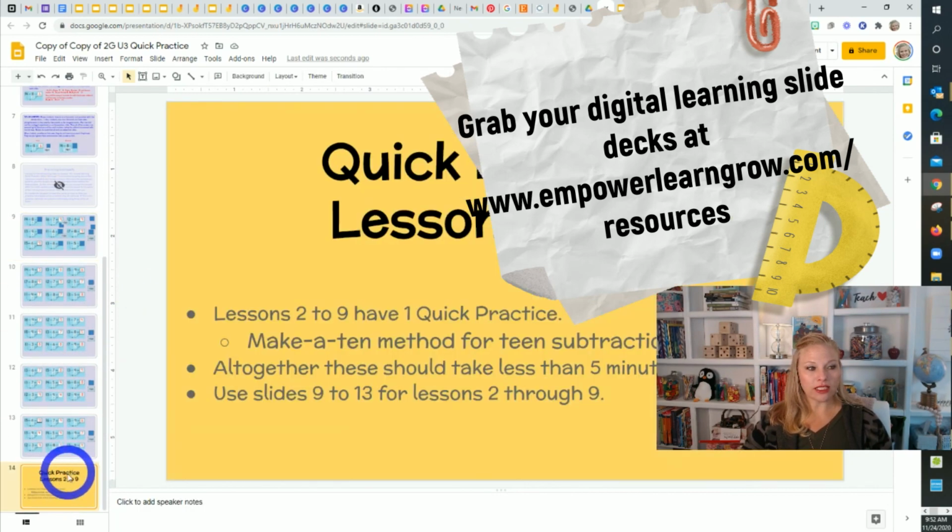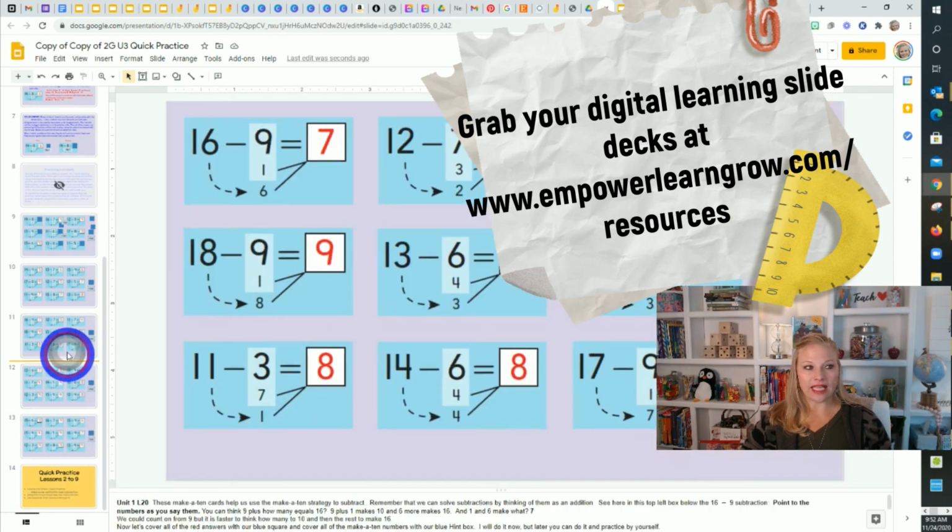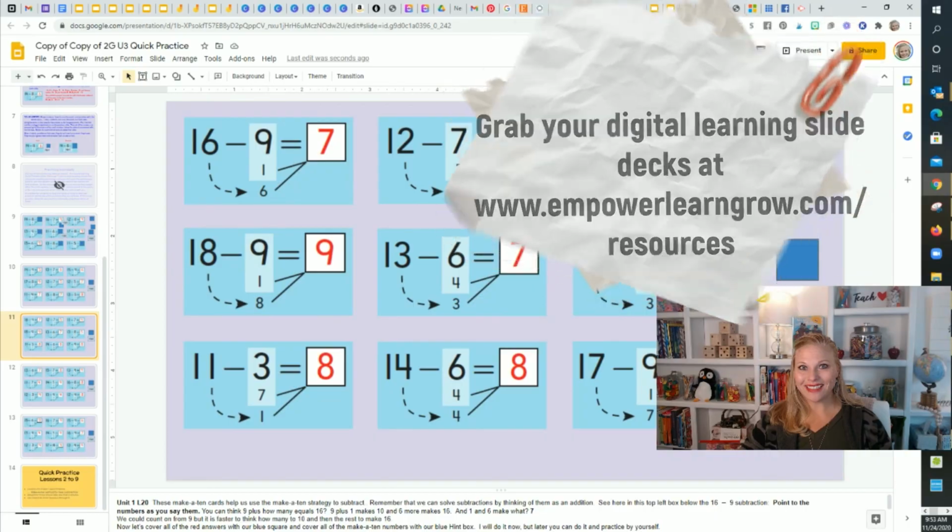So when you get to lessons 2 through 9, you can see it's the exact same. All of these cards are the same. They go back and they repeat the slide deck. Have fun.